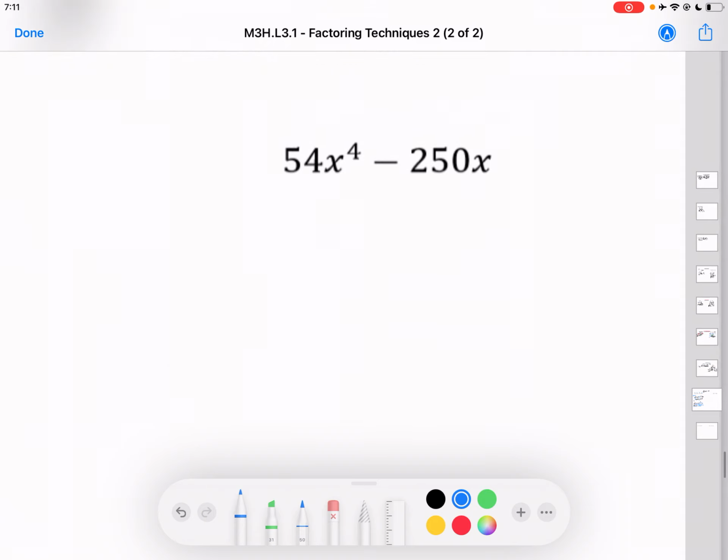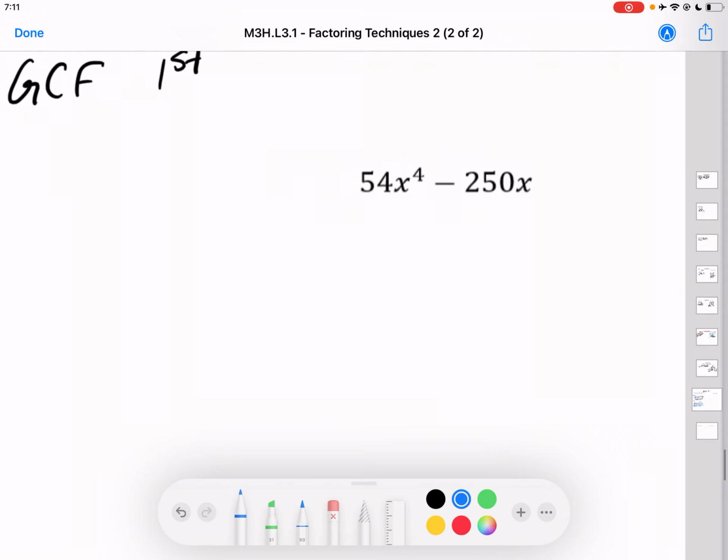All right, let's do the next one. So it's 2 terms. So 2-term problems can actually be one of 2 different things. It could either be difference of perfect squares or the sum or difference of perfect cubes. But before we even do that, we need to make sure we find our GCF first. So both terms have a greatest common factor of 2x.